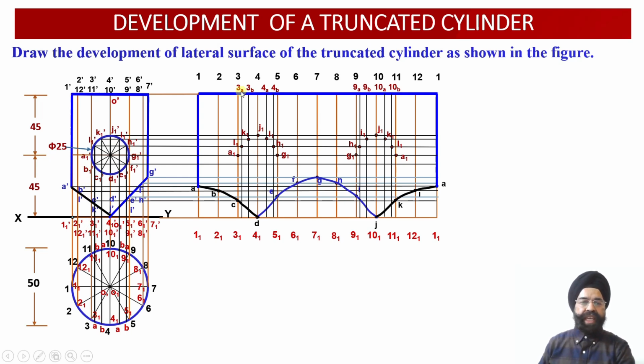So onto 3A we can check. Onto the 3A projector, point B has been located. And onto 10B, point B1 has been located.